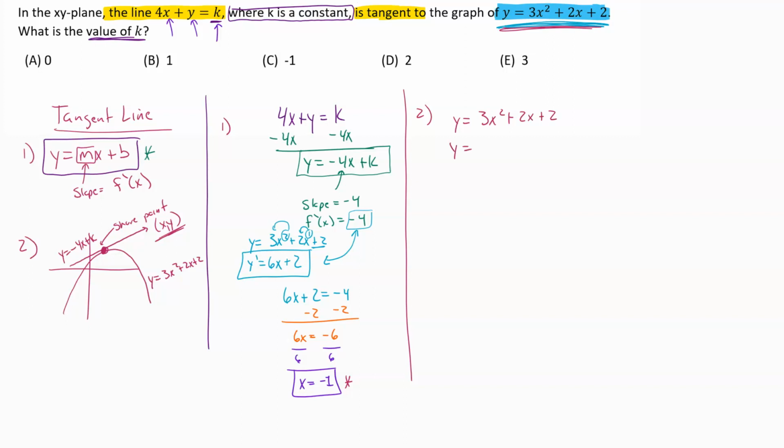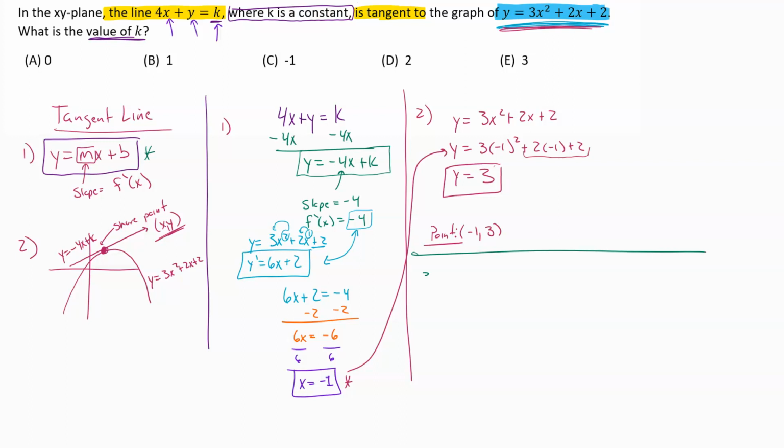So then y equals, and then plugging negative 1 in for x everywhere. So negative 1 squared plus 2 times negative 1 plus 2. So y equals negative 1 squared is 1. 1 times 3 gets us 3. And then we end up with a negative 2 and a positive 2 canceling each other out. So now I have my point. I now know that when I plug in negative 1 to both of these equations that I need to get 3 out of there. And so to find that k value, that's my last part of my process.